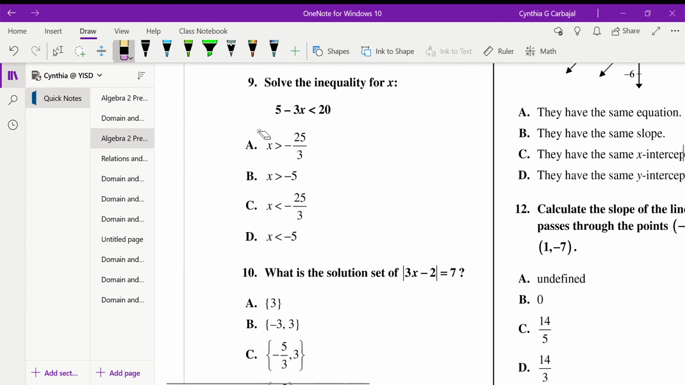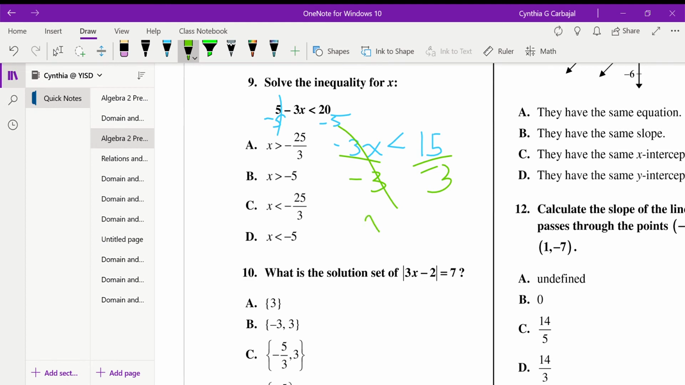Okay, it says solve the inequality for x, and we have to get rid of the 5 by subtracting a 5. What I do to one side, do to the other. And then I have negative 3x is less than 15, right? 20 minus 5 is 15. Then the last thing there is to divide by a negative 3, but careful, because when you divide by a negative, it flips the inequality. Okay? So then our answer is B and not D, so careful.